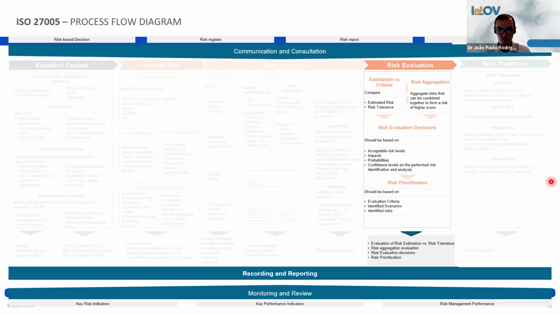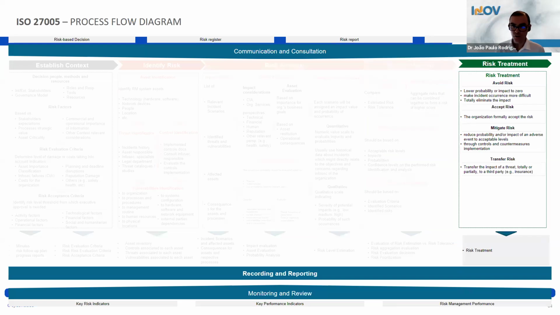Once the decision is to accept it, we need to make the risk prioritization. So what risks need immediate attention, what needs moderate attention, and so on and so forth, so that you can prioritize what controls to implement first. The output of this stage is evaluation of risk estimation via the risk tolerance, the risk aggregation evaluation, risk evaluation decision, and risk prioritization.